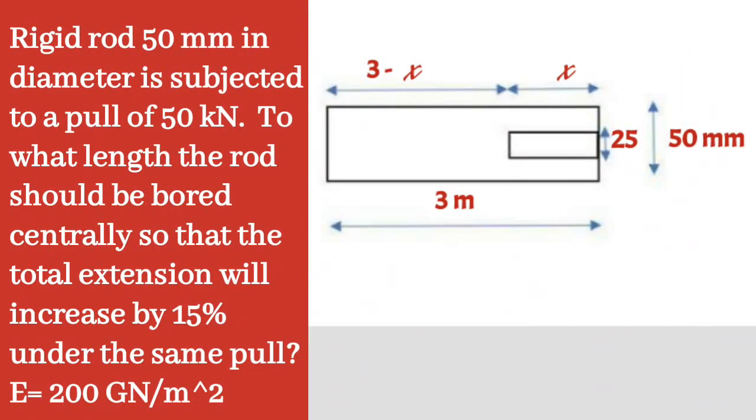A rigid rod 50 mm in diameter is subjected to a pull of 50 kN. To what length should the rod be bored centrally so that the total extension will increase by 15% under the same pull? Take E equal to 200 GN per meter square.